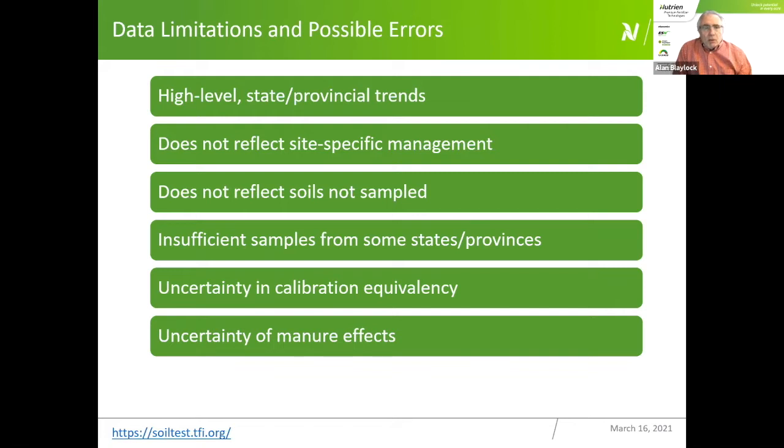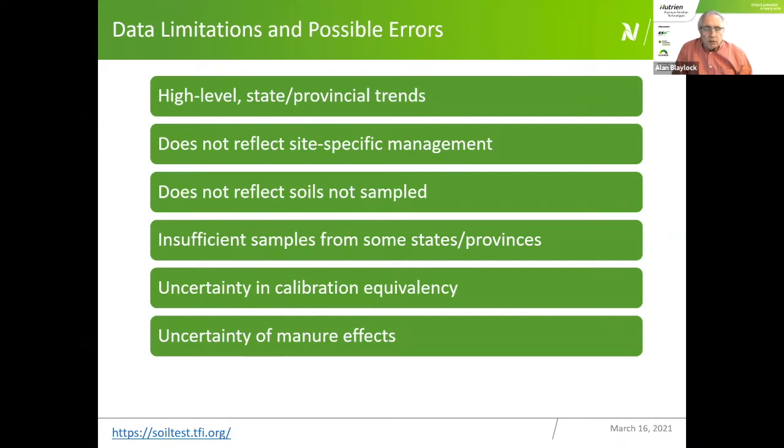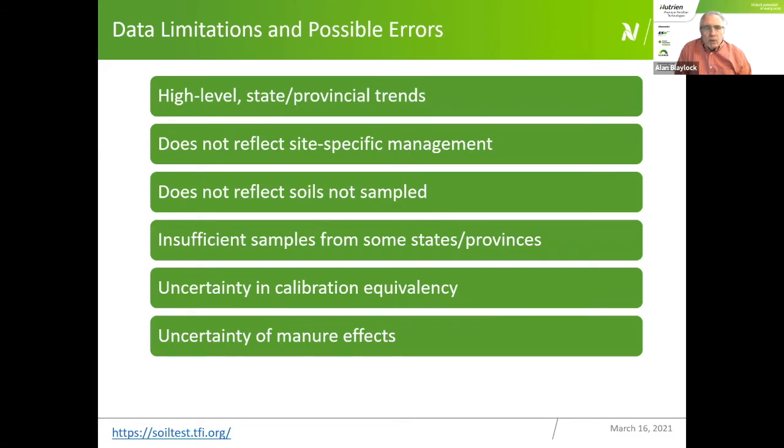Keep in mind that these are high-level state and provincial trends. These are not site-specific soil test values. So they're data compiled over many, many samples. And some states have several 100,000 samples that are part of this inventory. Other states only have very small numbers of samples, so the data may be less reliable.